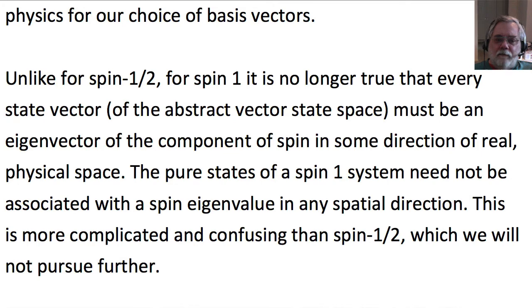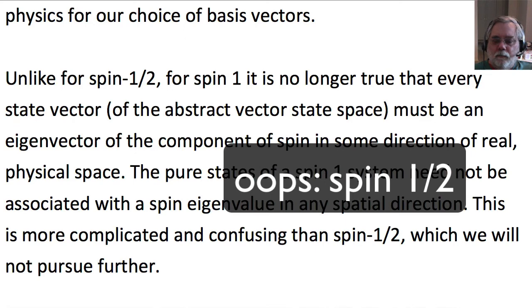Unlike for spin 1/2, for spin 1 it's no longer true that every state vector of the abstract vector state space must be an eigenvector of the component of spin in some direction of real physical space. The pure states of a spin 1 system need not be associated with a spin eigenvalue in any spatial direction. This is more complicated and confusing than spin 1/2, but we're not going to get into this complication.